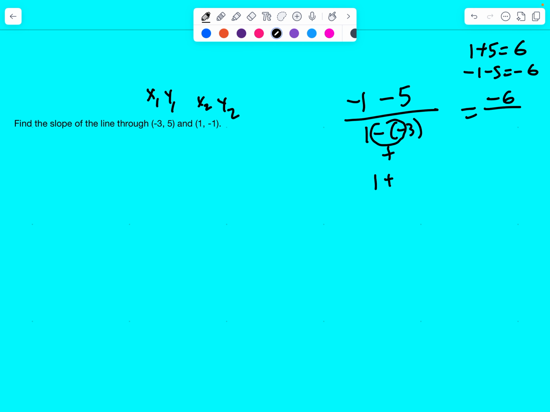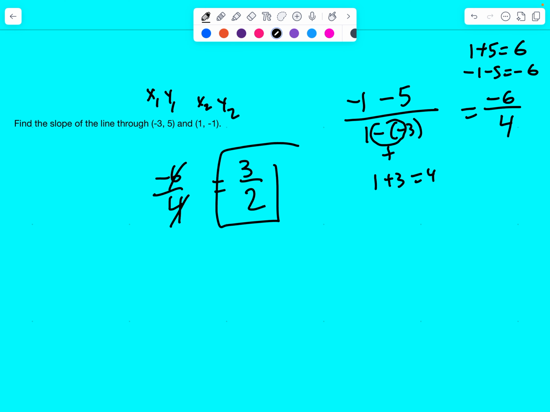What's 1 plus 3? 4. So you have -6 over 4, right? You have to divide both by 2 for the simplest form. What's -6 divided by 2? -3. What's 4 divided by 2? 2. So the slope is -3/2. That means for every 2 units you move right, the line goes down 3 units.